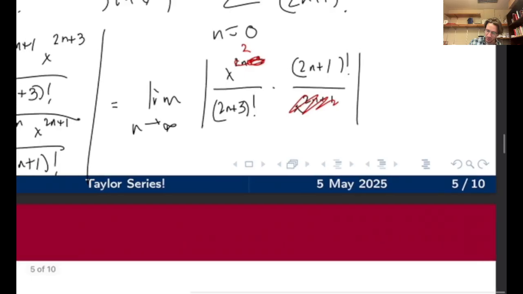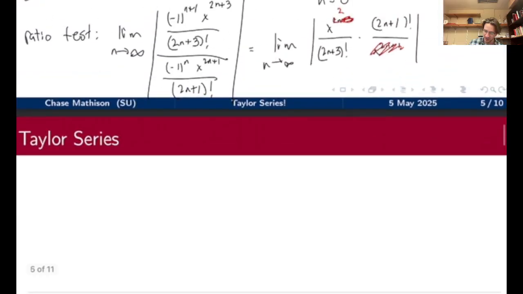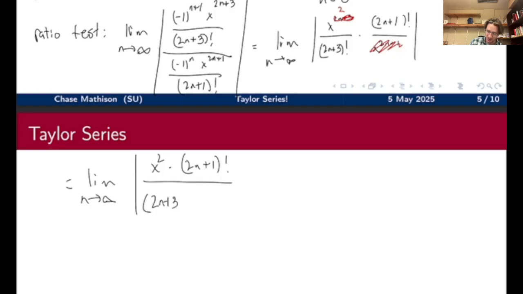And then the factorials, just like when we first talked about the ratio test, we get a lot of cancellation with that factorial as well. This is the limit as n goes to infinity of x squared times 2n plus 1 factorial over 2n plus 3 factorial, that's 2n plus 3 times 2n plus 2 times 2n plus 1 factorial.